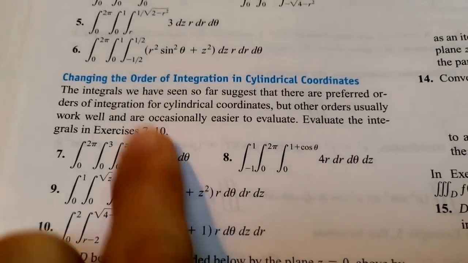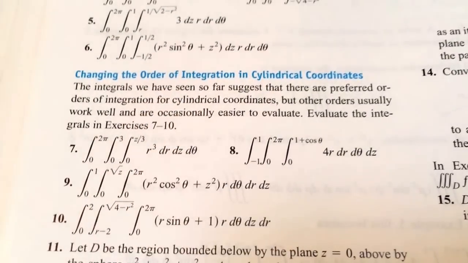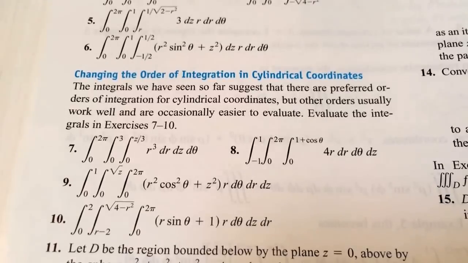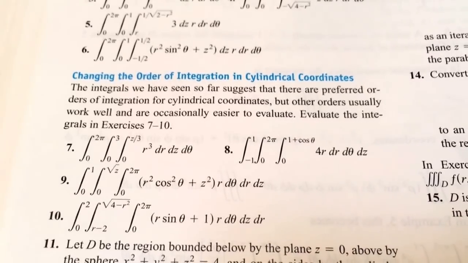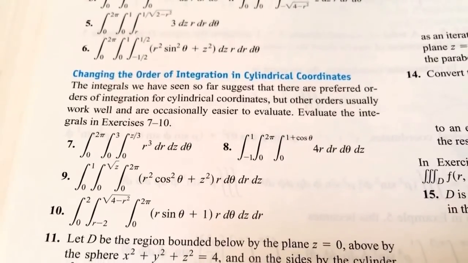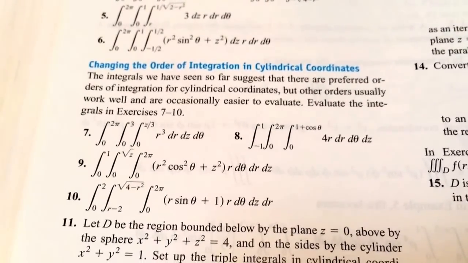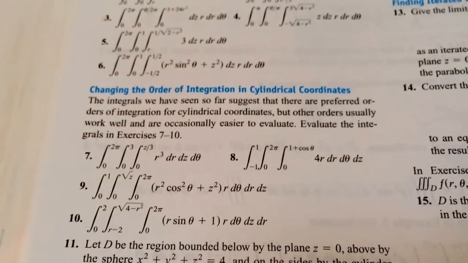Okay, so let's try another problem. Next group of problems, different sets of directions. So we're here in the 7 through whatever. It says to evaluate the integrals in 7 through 10. So these are already set up for you. It looked like it was a different set of directions, but it is the same. Just integrate.